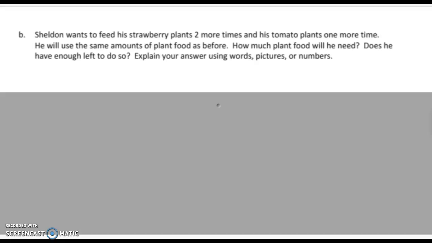Let's look at the second question, 1B. It tells us that Sheldon wants to feed his strawberry plants 2 more times and his tomato plants 1 more time. I'm going to make note of that right now because it's showing me that it's different amounts depending on what I'm talking about. If I'm talking about the strawberry plants, I need it to be 2 more times. And if I'm talking about the tomato plants, I only need it to be 1 more time.